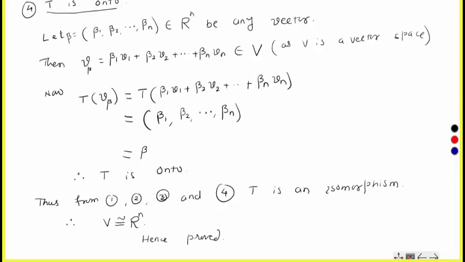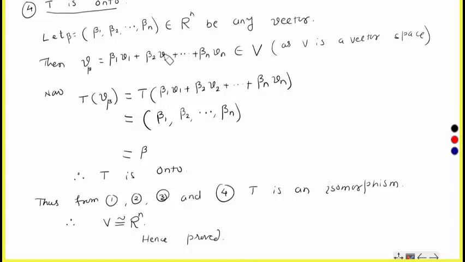Now we are going to show that this T is an onto map. For that, let beta equal to beta 1, beta 2, beta n be any ordered n tuple in the vector space Rn. That is, be any vector. Then let phi beta be equal to beta 1 phi 1 plus beta 2 phi 2 plus and so on, beta n phi n, which belongs to V, because V is a vector space and is closed with respect to scalar multiplication. Phi 1, phi 2, phi n are basis vectors, so this linear combination must belong to V.